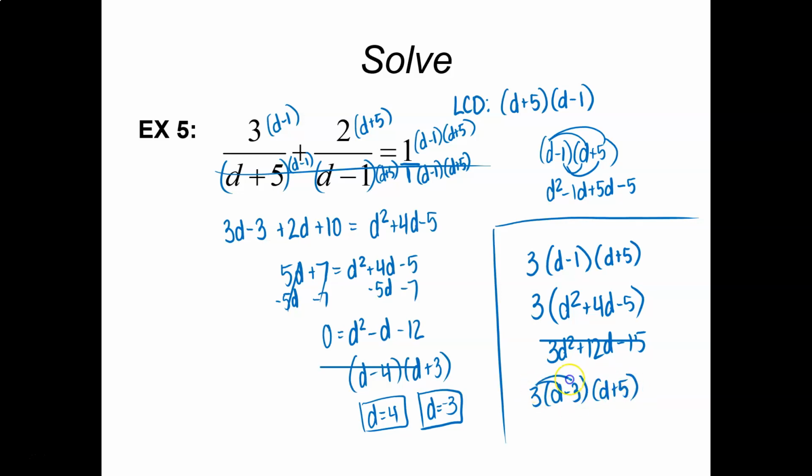You can distribute the 3, but you only distribute it to one of the parentheses. So you would have 3D minus 9 times D plus 5. You can do it that way. And then you would have to do 3D squared plus 15D minus 9D minus 45. Hold on, what did I do wrong? You did D minus 3. Oh, that was a 1. So if that's a 1, that's a 3, and that changes your numbers. But you'll get the same thing there.